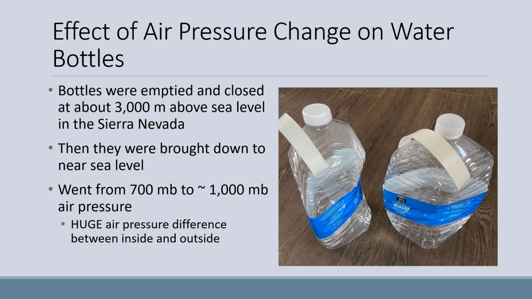The fact that air pressure changes with altitude is probably something that you have experienced before with plastic bottles. These bottles were emptied and closed at about 3,000 meters above sea level in the Sierra Nevada. Then they were brought down to near sea level. That means they went from about 700 millibars of pressure to about 1,000 millibars of air pressure, since air pressure increases the closer you are to sea level. That's a huge air pressure difference between inside and outside the bottles, and the bottles are being squeezed as a result.